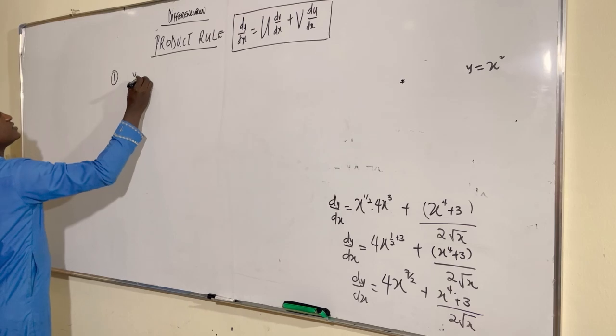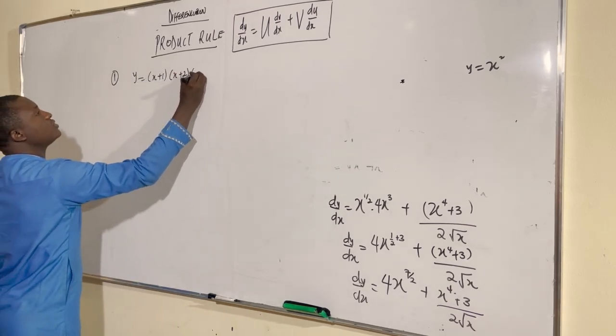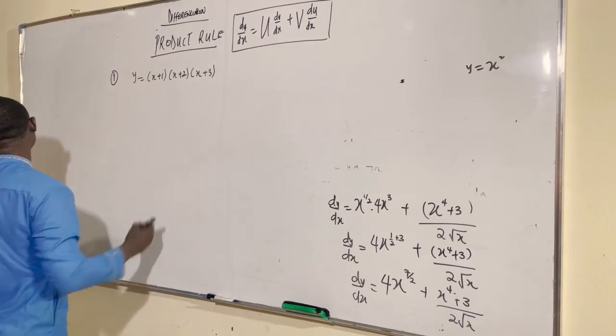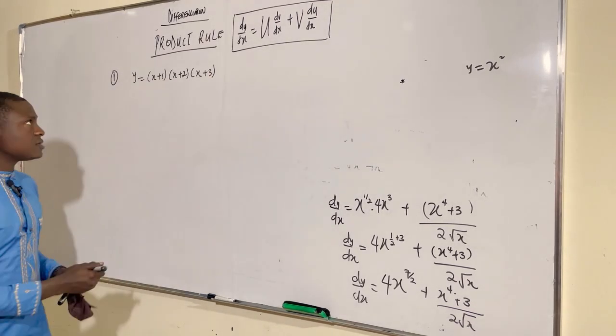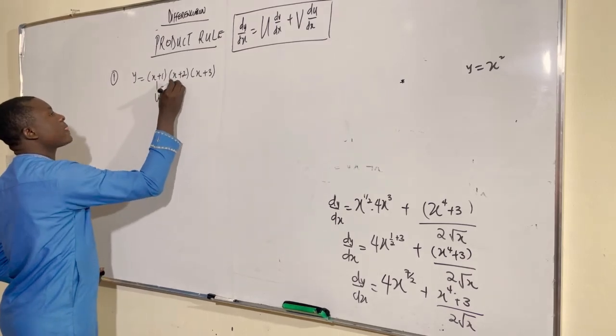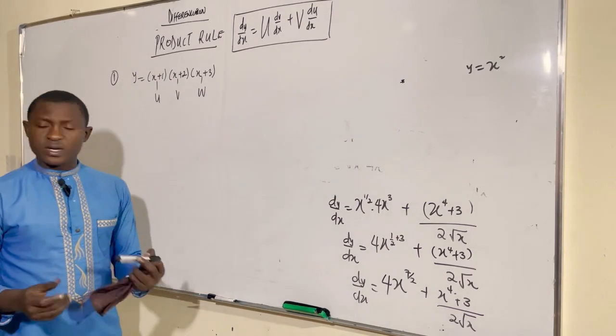Let's say I have something like this. Let's say we have x plus 1, x plus 2, x plus 3. Like if I have 3 like this, it can be solved as well using that same method. I can say let this one be u, v, w. You'll be wondering how are we going to do this one? Yeah, we can do it.